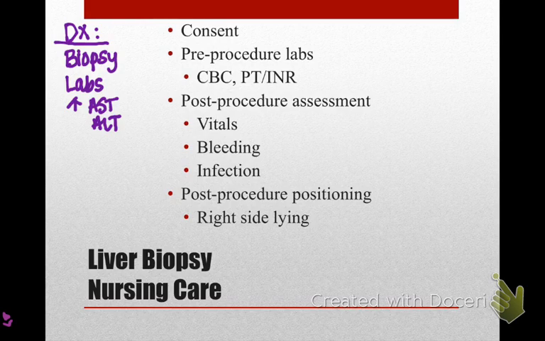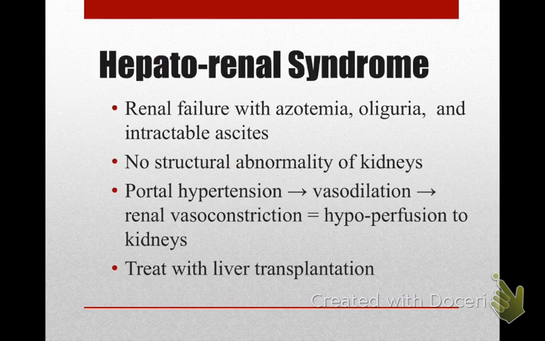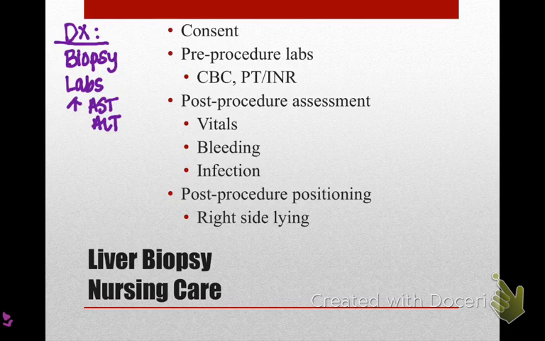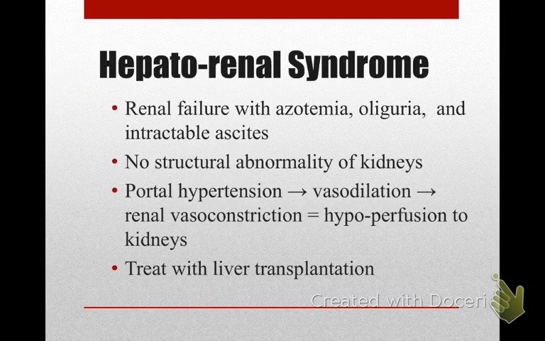As far as labs, what are you going to see when there's something going on with the liver? Of course, you're going to see an increased AST, ALT. We already talked about that. Occasionally you'll see hepatorenal syndrome, which is renal failure. If you're not getting enough perfusion to the kidneys, then you're going to have some renal failure. There's really nothing wrong with the kidneys. There's no structural abnormality. But the portal hypertension can cause vasodilation, renal vasoconstriction, and then you get hypoperfusion to the kidneys. The way to treat this is a liver transplant, and it should correct the kidney problem, again, if it hadn't been going on too long.